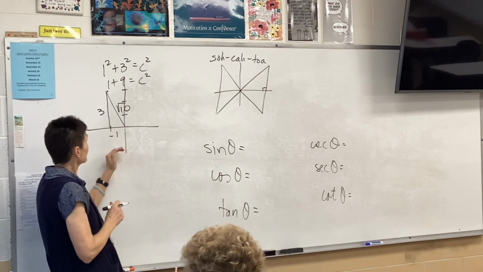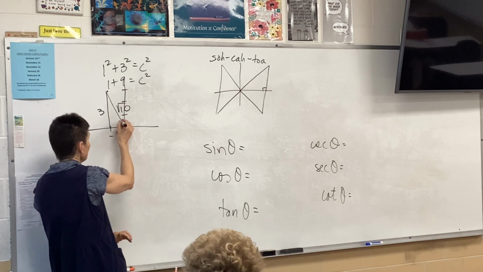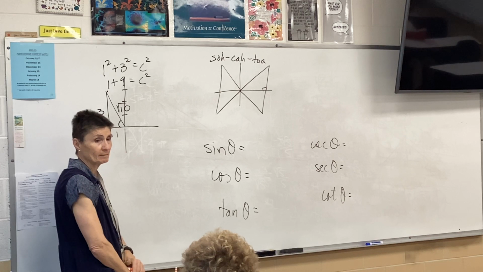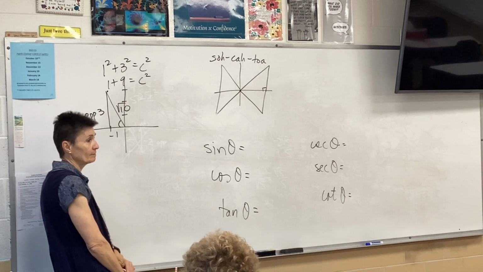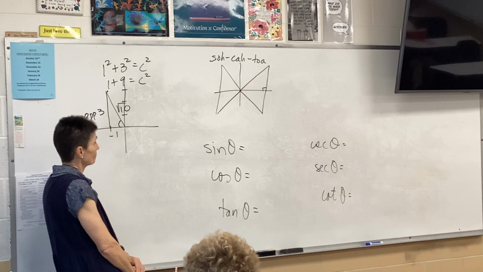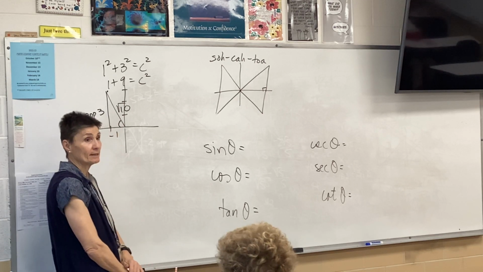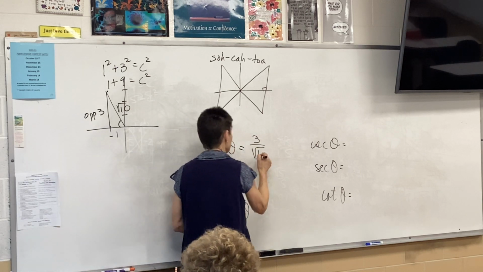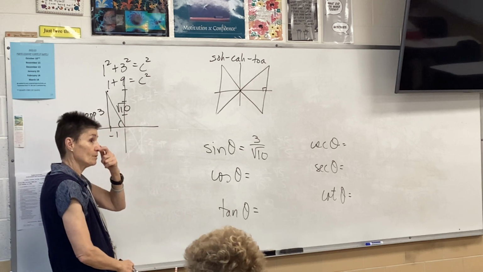All right, what's the sine? Here's your angle, so figure out which side is opposite. Which side is opposite? 3. So what's the sine? So sine will be 3 over the square root of 10. I'll fix it in a minute, but that's how it starts out. Opposite over hypotenuse.